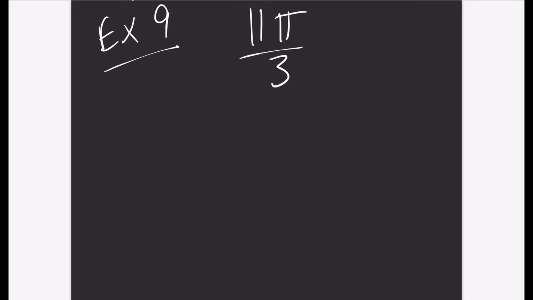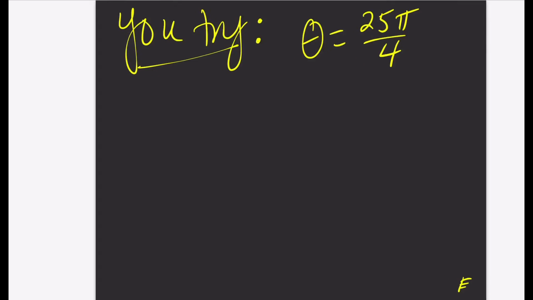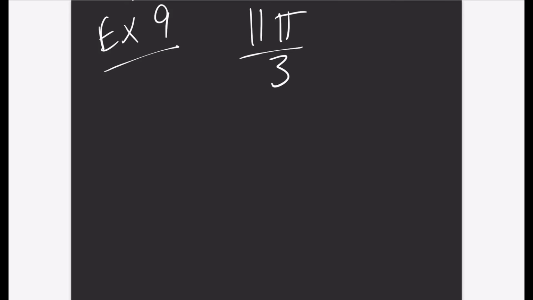So here is example 9. Let's find coterminal angles to 11 pi over 3. Very first step is to graph it. Our denominator is 3, so this will be 3 pi over 3. 1 full revolution will be 6 pi over 3.